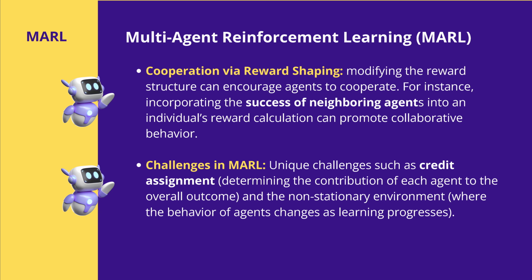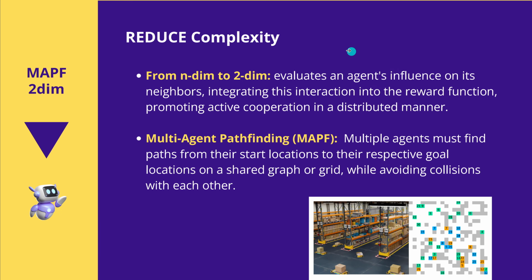So we have, of course, challenges here, such as credit assignment, so determining the contribution of each agent to the overall outcome. What is the most important agent? How many agents do have to work together so that we can find a solution? And all of this in a dynamic and non-stationary environment, where the behavior of the agents changes as the learning progresses. Now, the first thing to do in code is to try to reduce the complexity.